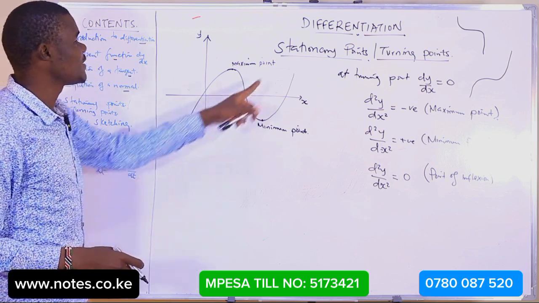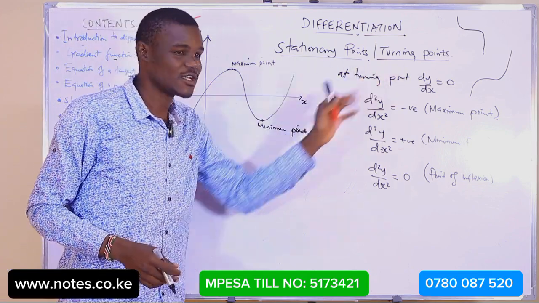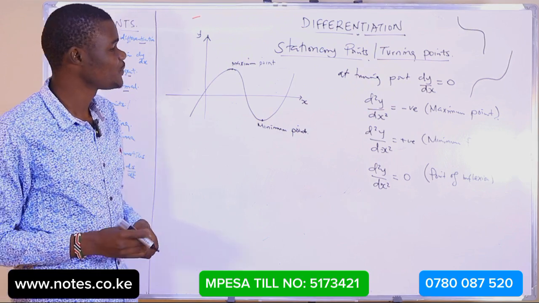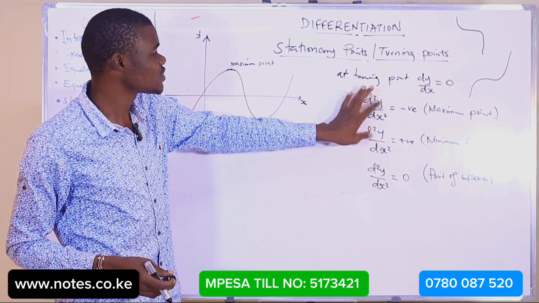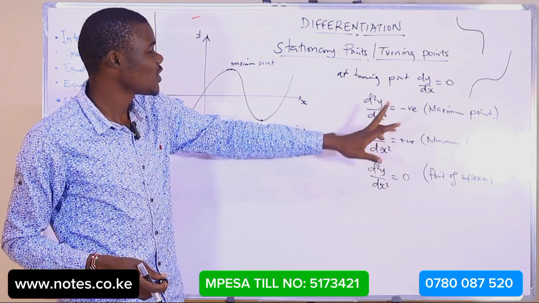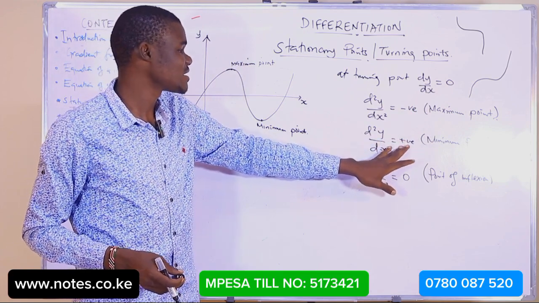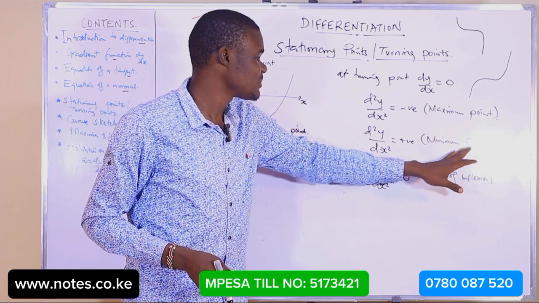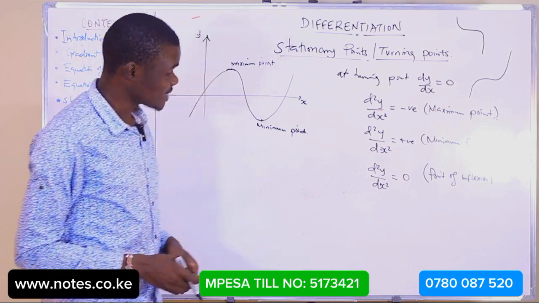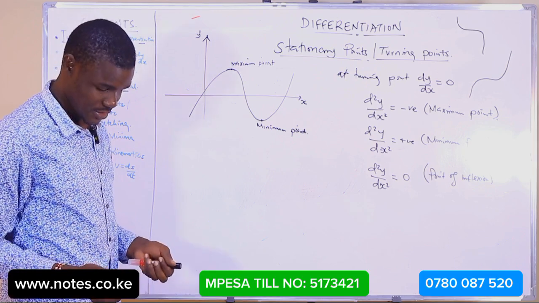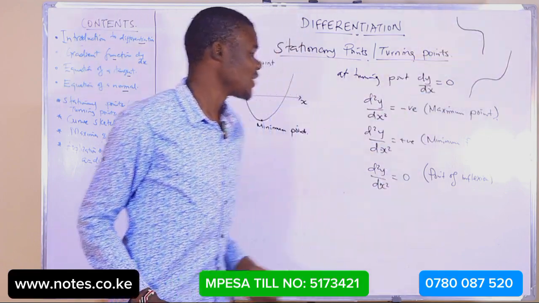So whenever you want to determine the turning points, number one, you get the gradient function. Once you get the gradient function, you get the second derivative, or the second gradient function, and then you replace the value of x. When you find it is negative, you know that is a maximum point. And when you find that the answer is positive, you say that is a minimum point. When you find that the second derivative is equal to 0, then we call that a point of inflection, and that is how the point of inflection normally appears on the graph.